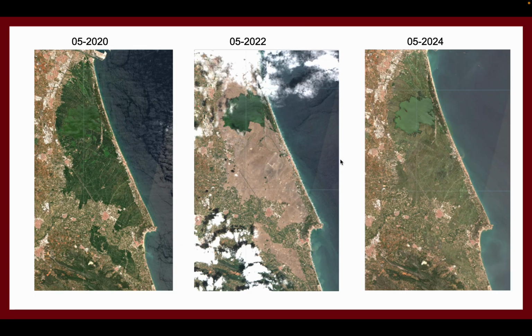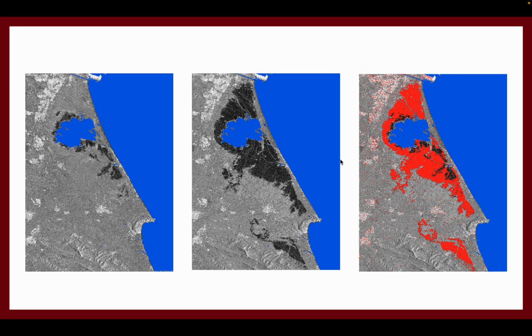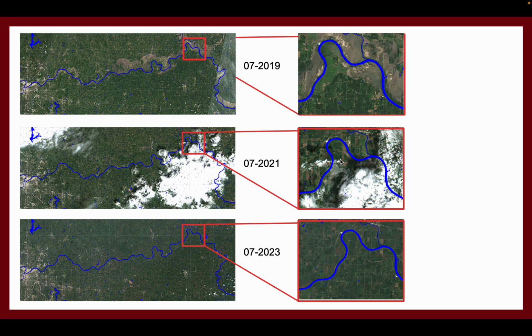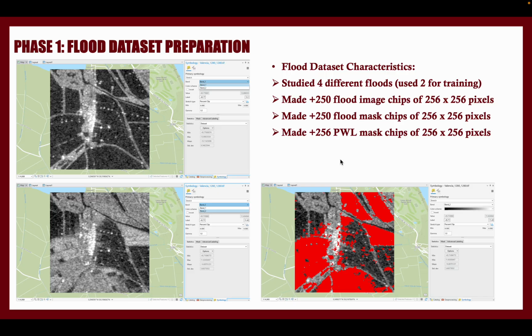Here are the images again in high resolution. Again, here, as you can see, the left one is before flood, the right one is after flood. You can see the black parts are the flooded area, and on the right one, the red parts are the flood mask. Again, for the Mississippi River it is the same.